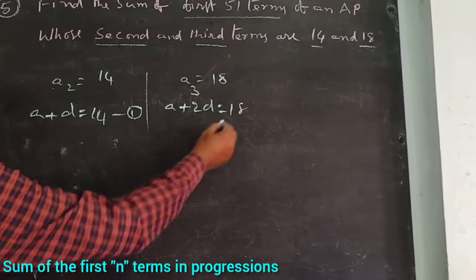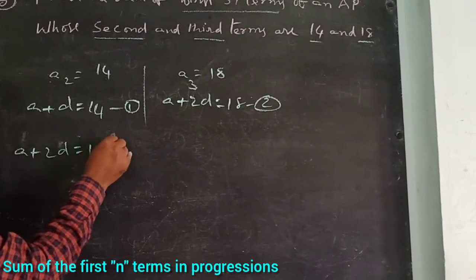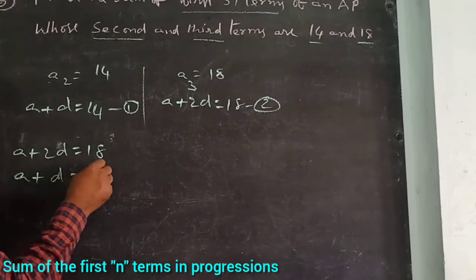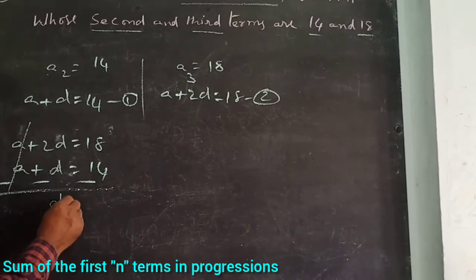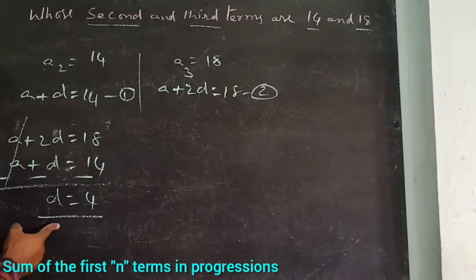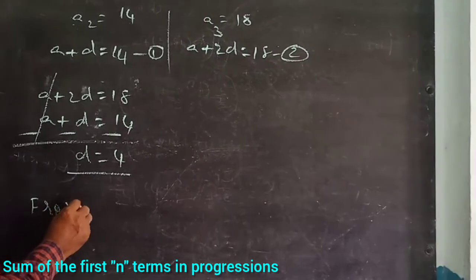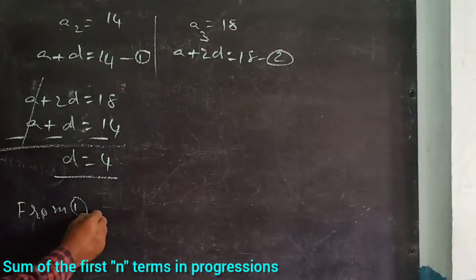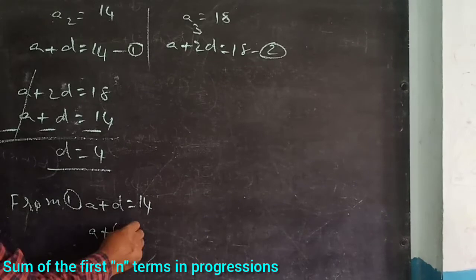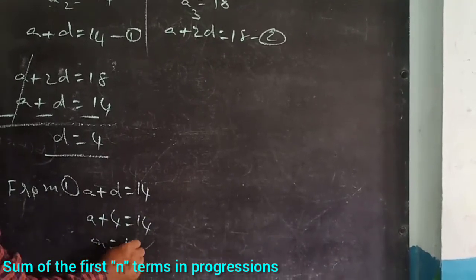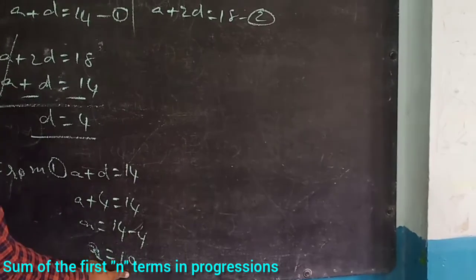This is the second equation. So solve the two equations. A plus 2D equal to 18, A plus D equal to 14, subtract. A minus A cancels, D is equal to 4. Then substitute in 1 or 2. From the first equation, A plus D equal to 14, A plus 4 is equal to 14, A is equal to 14 minus 4, A is equal to 10. Then the first term is 10.